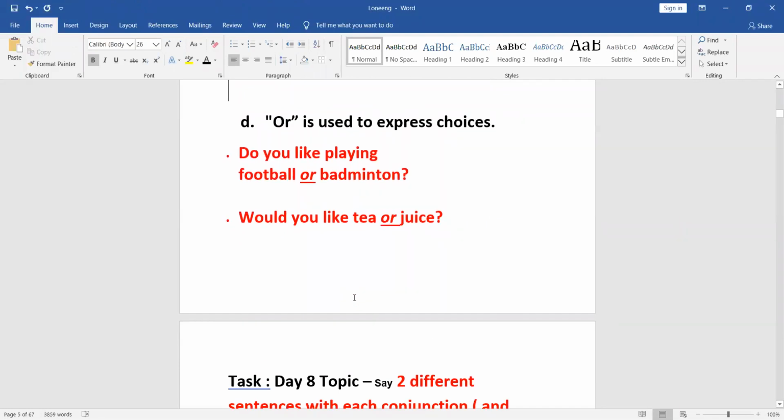"Or" is used to express your choice. So this is not a conjunction, so please pay attention. This is not a conjunction, but we're just teaching you so that you know the difference. If someone asks you, do you like playing football or badminton? Then you could give your answer, whatever it may be, but they're giving you a choice to choose. You want to play this or you want to play that? The second sentence is, would you like tea or juice? Whichever you like, you could give your answer, but they're giving you a choice again. So "or" is not a conjunction. Nevertheless, it's used to express choice, and we're teaching you here so that you get a little bit of extra vocabulary.